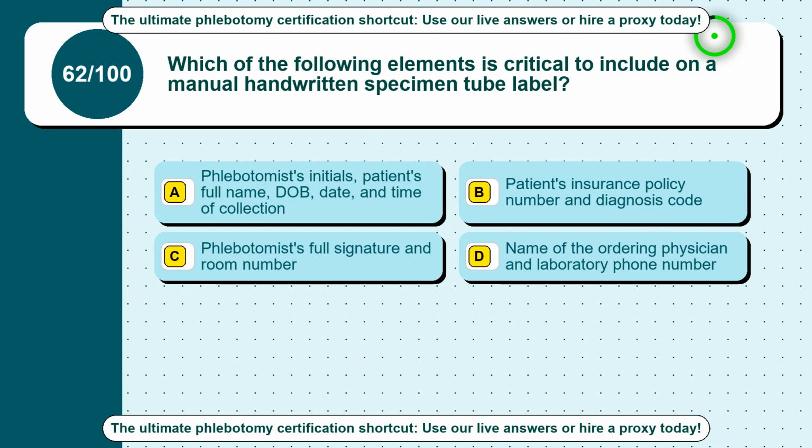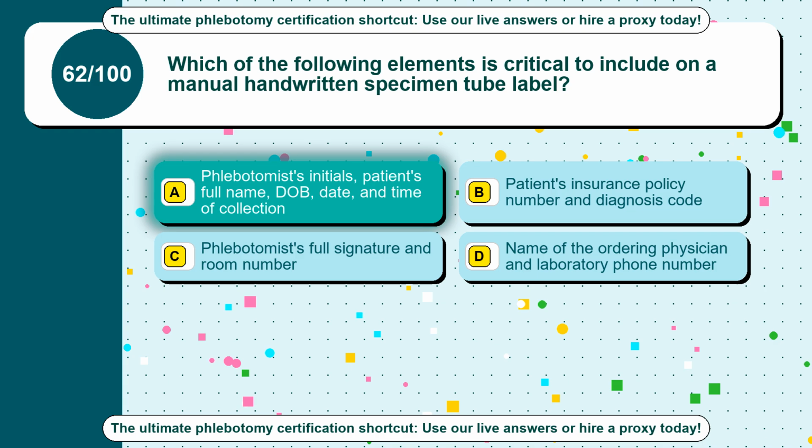Question 62. Which of the following elements is critical to include on a manual handwritten specimen tube label? Option A, phlebotomist's initials, patient's full name, DOB, date, and time of collection. Option B, patient's insurance policy number and diagnosis code. Option C, phlebotomist's full signature and room number. Option D, name of the ordering physician and laboratory phone number. The correct answer is option A.